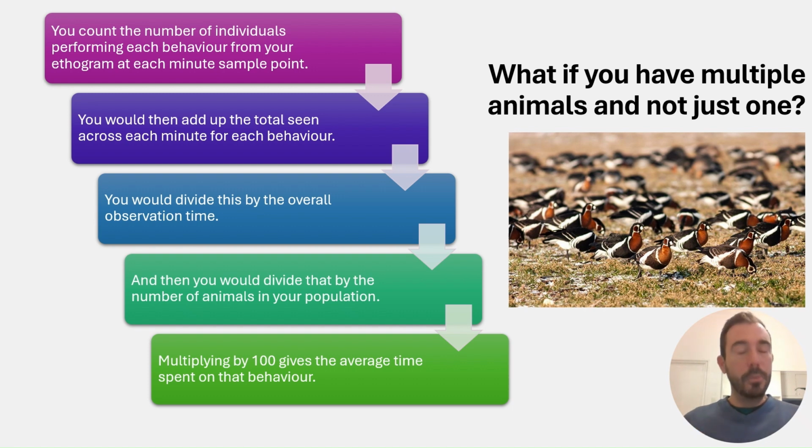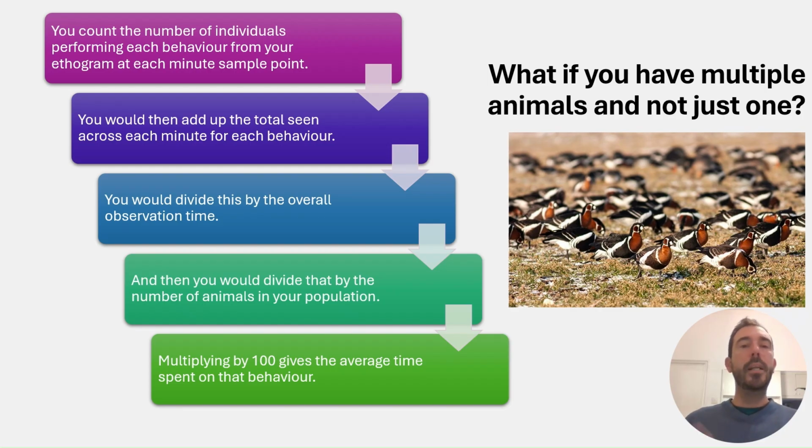In this example, Bruce was easy to follow. He was the only one of his species in that flock of birds. But what if you have multiple animals that you need to follow? What if you were out in the field, for example, in Bulgaria, where red-breasted geese occur naturally, and you needed to do a time budget of wild birds?